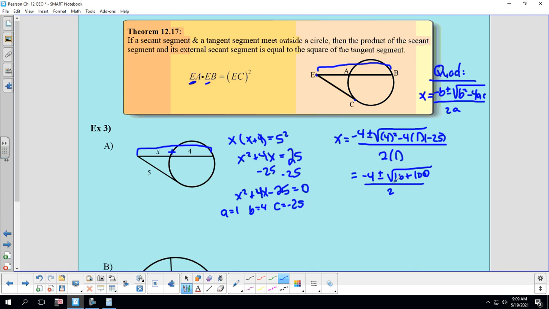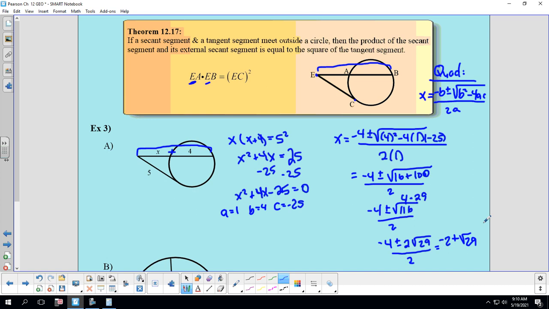All right, 16 plus 100 is 116. 116 is 4 times 29. 4 is a perfect square, so we're going to square root that and put it out front. The square root of 4 is 2. And the 29 is not perfect, so it stays under the radical. We are going to divide each of these pieces by 2. So negative 4 divided by 2 is negative 2, and then 2 root 29 divided by 2 is root 29.